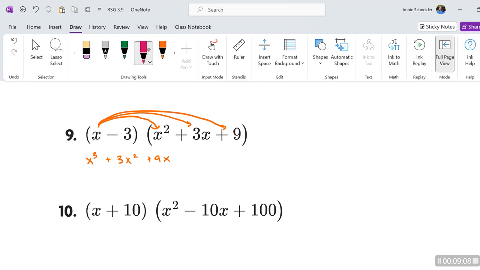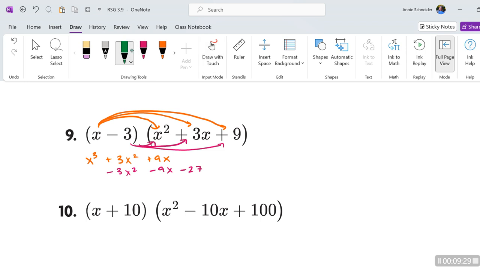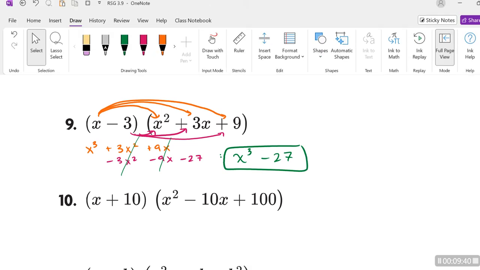So now I'm going to take my 3 and distribute that. So I'm actually going to do this as 2 lines instead of 1. I could do it as one long line, but I like to kind of stack them. So negative 3x squared, minus 9x, minus 27. So when I combine those terms, the x cubed is still there, but these go away, and these go away, and we're left with minus 27 at the end. Okay, let's go to problem 10.